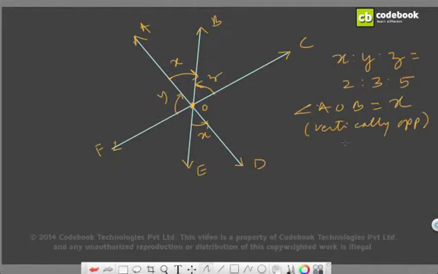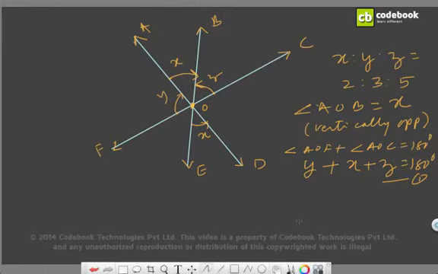So now consider the line CF and the ray OA. So a ray OA is standing on the line CF. Which means that the sum of the adjacent angles formed by the ray is equal to 180 degrees. So what you are saying here is angle AOF plus angle AOC is equal to 180 degrees. But angle AOF is y and AOC is nothing but x plus z, which is 180 degrees. So now we have got the first equation, which is x plus y plus z equal to 180 degrees.